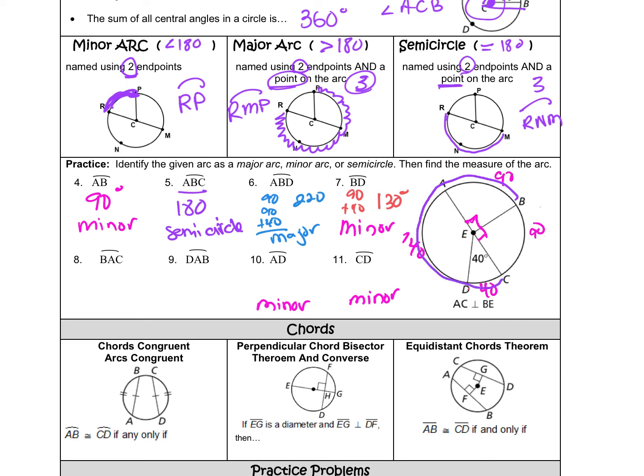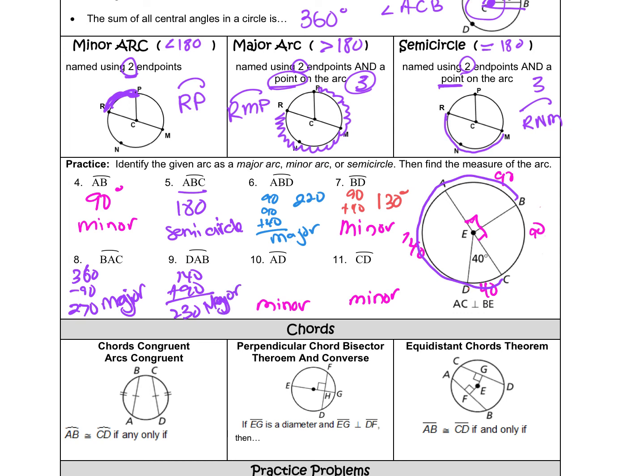So if I look at it, me personally, I know that there's 360 degrees inside of a circle. I know that what's left over is the 90, so I'm going to subtract the 90, and so that gives me 270. So this would be a major arc. All right, so let's go look at DAB, D to A to B. It's going to be 140 plus the 90, and that gives me 230, which is a major arc.